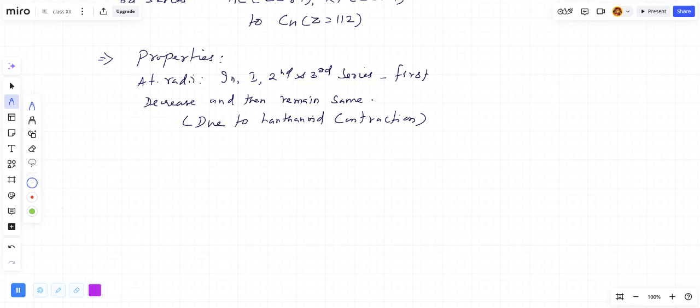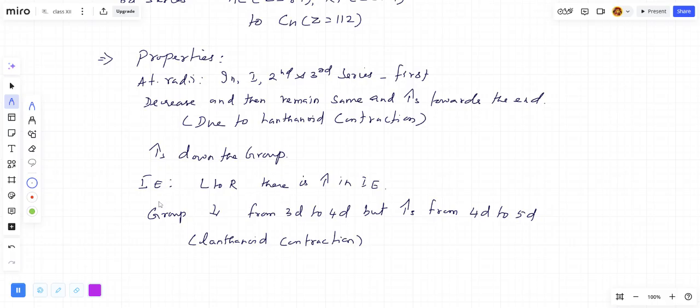In a transition series, as the atomic number increases, the atomic radii first decrease, then remain the same in the middle, then increase towards the end. This is period-wise. Group-wise, the size usually increases down the group.